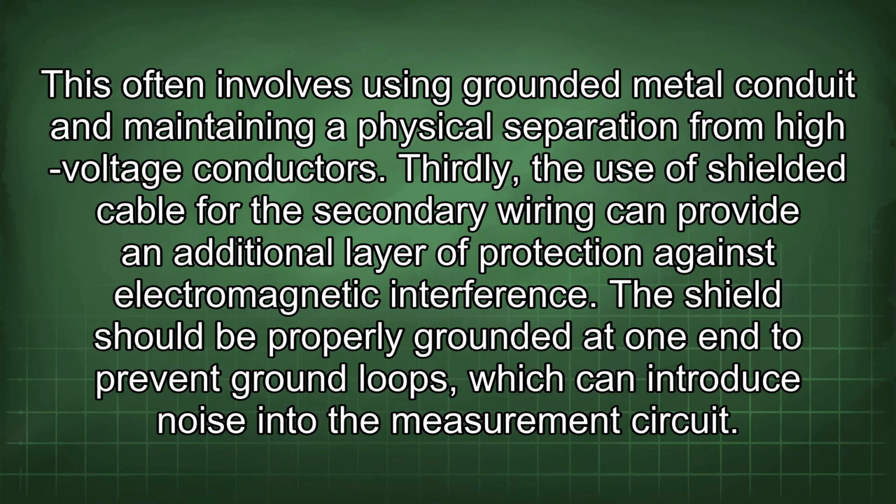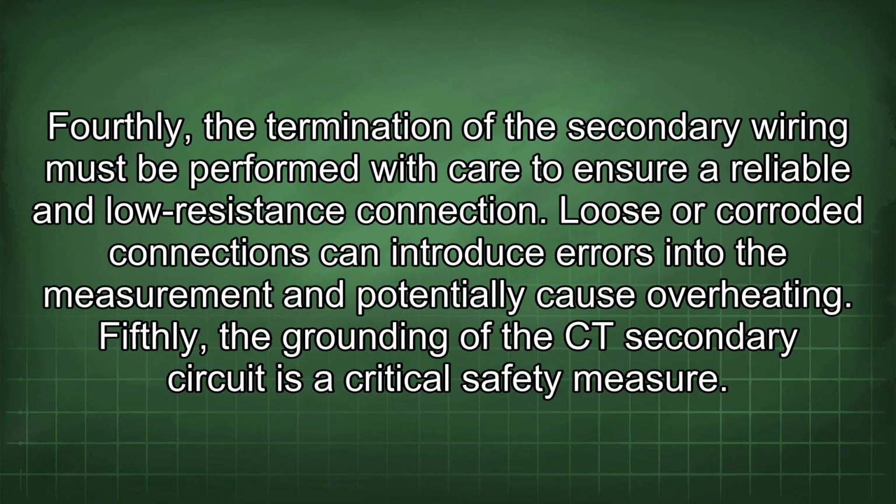Thirdly, the use of shielded cable for the secondary wiring can provide an additional layer of protection against electromagnetic interference. The shield should be properly grounded at one end to prevent ground loops, which can introduce noise into the measurement circuit. Fourthly, the termination of the secondary wiring must be performed with care to ensure a reliable and low-resistance connection. Loose or corroded connections can introduce errors into the measurement and potentially cause overheating.